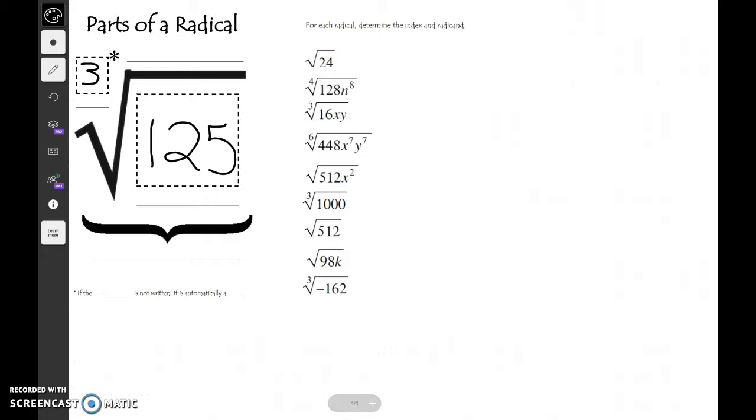So with a radical, we want to look up at the top. First, we want to notice this radical sign, this big sign that you see right here. This whole sign that we have indicated above the 125 and underneath the 3, that sign is what we call a radical symbol. Go ahead and fill that in. Radical symbol.